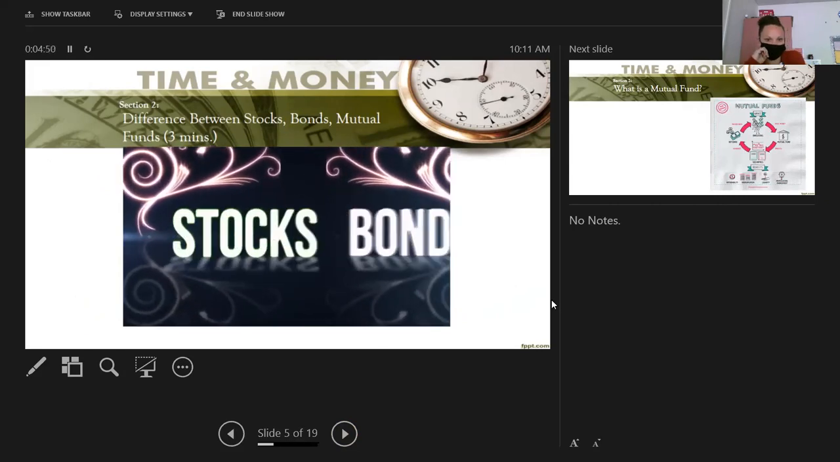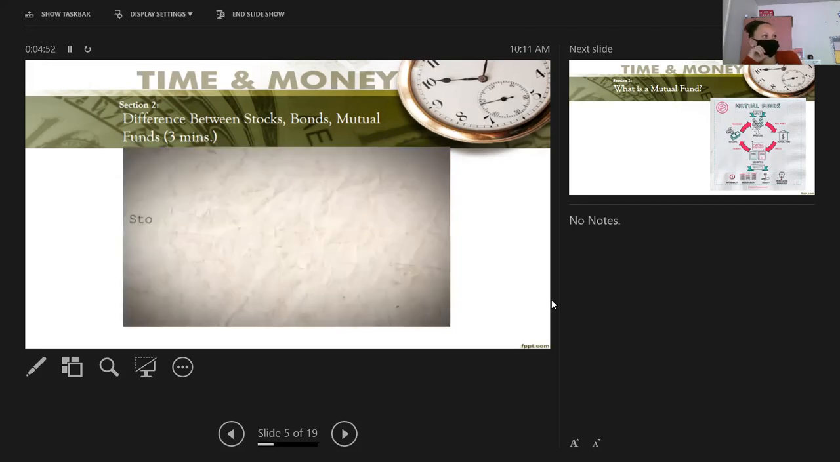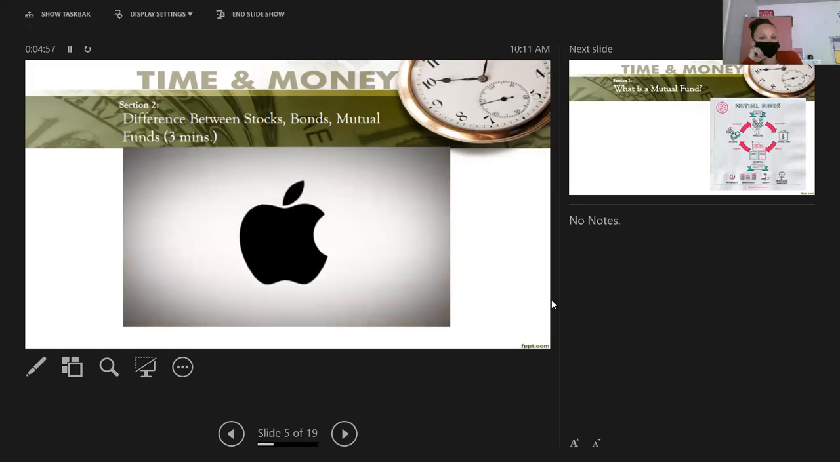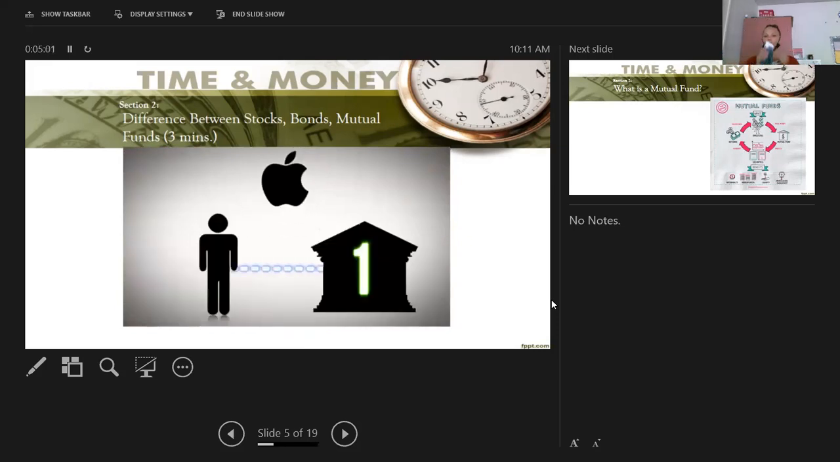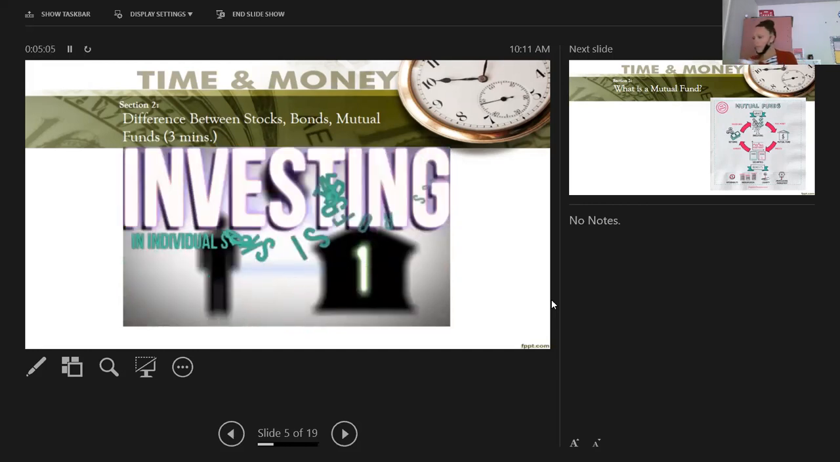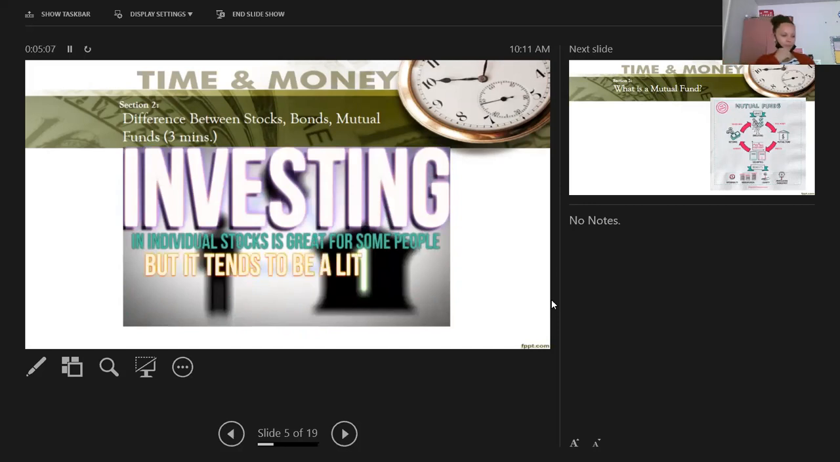Let's start with stocks, a word you've probably heard before. A stock is simply an ownership interest in a company. So, if there's a company out there that you've always dreamed of owning, you can go into the stock market, buy one share of stock, and you're an owner. Investing in individual stocks is great for some people, but it tends to be a little bit risky.